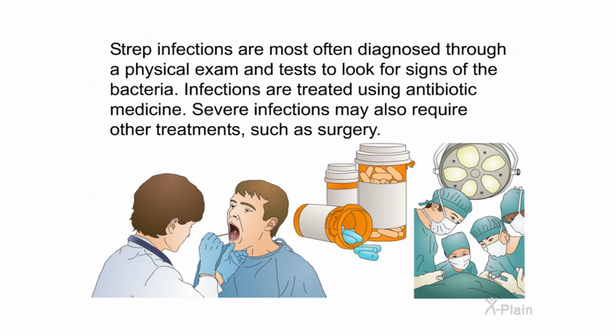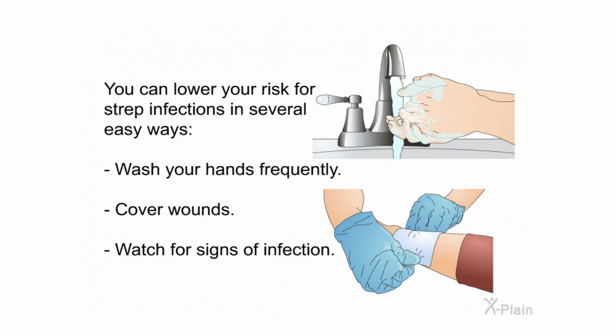Strep infections are most often diagnosed through a physical exam and tests to look for signs of the bacteria. Infections are treated using antibiotic medicine. Severe infections may also require other treatments, such as surgery. You can lower your risk for strep infections in several easy ways. Wash your hands frequently. Cover wounds. Watch for signs of infection.